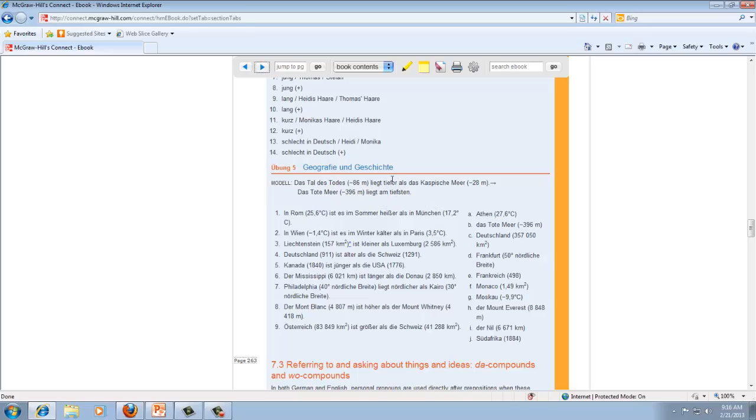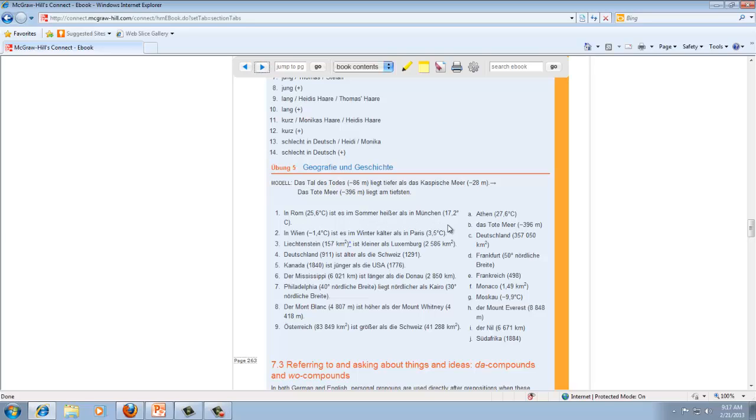So you're going to use the adjective given, tiefer, and then also the verb, liegt, in this instance. It's not going to be the same for all of them, and you're going to find the correct one over here. So let's look at the first one. In Rom ist es im Sommer heißer als in München.